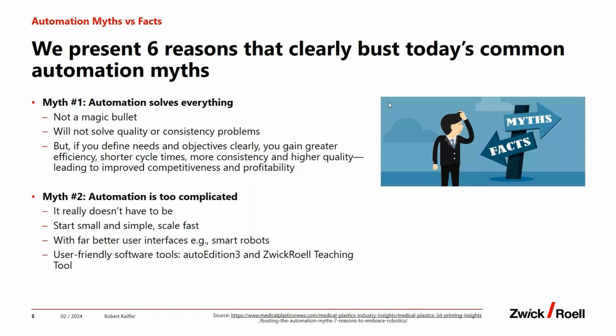Then myth number 2 is, I don't want automation, automation is too complicated. It really doesn't have to be. Why? Because if you approach the whole automation topic by starting small and simple and then scaling it afterwards, it's a very easy thing to start with. It's way better to start small and simple instead of having a big, super large project. And in the meantime, this is the last topic.